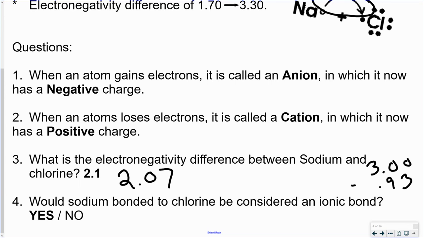Where is electronegativity found on your periodic table? That is in the upper right-hand corner. And then would it be considered an ionic bond? Yes, because sodium being a metal, chlorine being a nonmetal, they would bond together ionically.